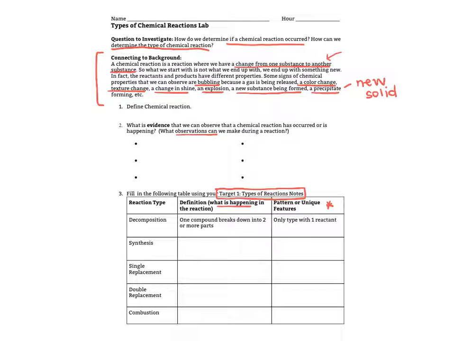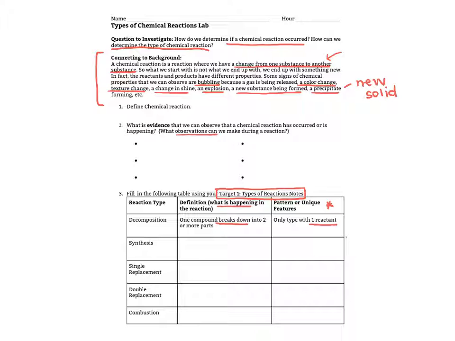The example I gave was decomposition. In decomposition, one compound breaks down into 2 or more parts. Remember, when something is decomposing, we say it's breaking down. So in order for something to break apart, the pattern we look for is that it's the only type with one reactant. And remember, reactants are before the arrows. So the only thing it can do is break up.